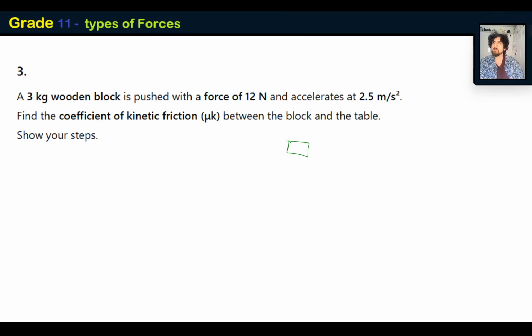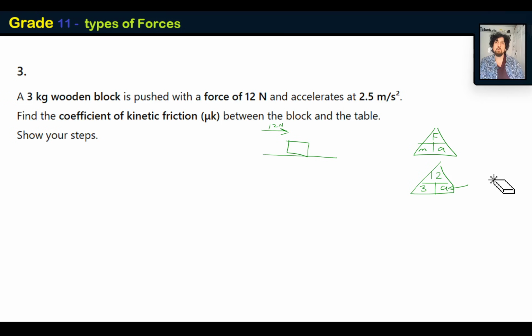So this is what we have. We have a block that is sitting on the table and it's being pushed, and it is initially being pushed with 12 newtons, but it is not accelerating at the rate that it should be accelerating because there is friction. You see, we know that force equals mass times acceleration, yeah? So if we have 12 newtons for the force, and we have a mass of 3 kilograms, then acceleration should be what? 4 meters per second squared. But it's not. Look at it. It's 2.5 meters per second squared. So that means there is friction.